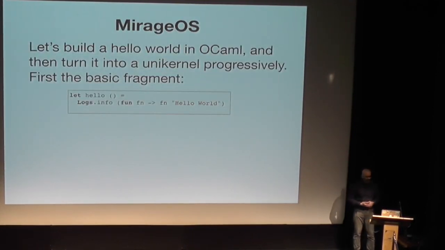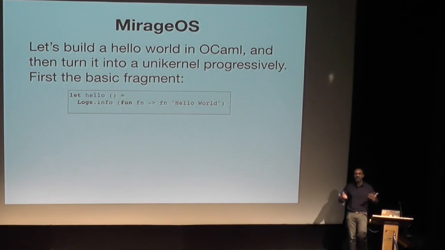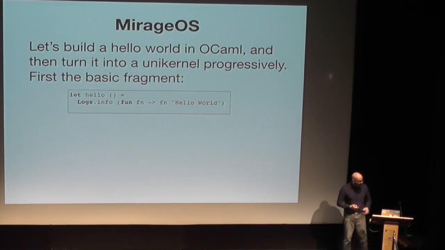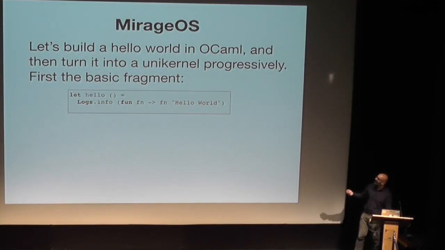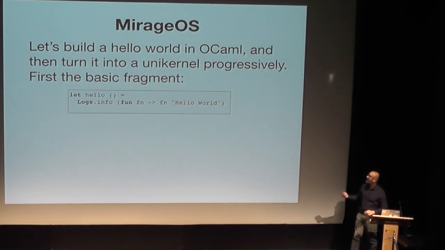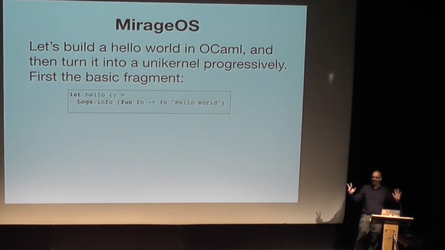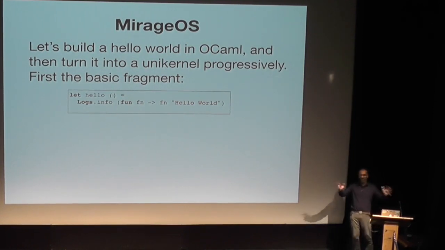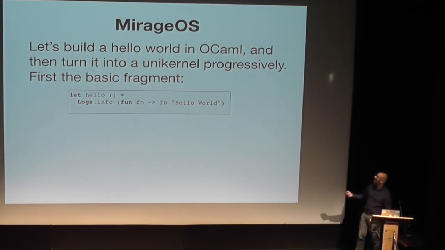So what does a hello world look like if you're building it in this kind of unikernel style? What we're going to do is build a little unikernel, and then we're going to progressively turn that into something that will run as a standalone operating system. And hopefully you can see that if you were writing OCaml code to solve your problems, as a developer, you don't need to know anything about systems programming or kernels or all of that stuff. You can all become operating system hackers just by using this framework.